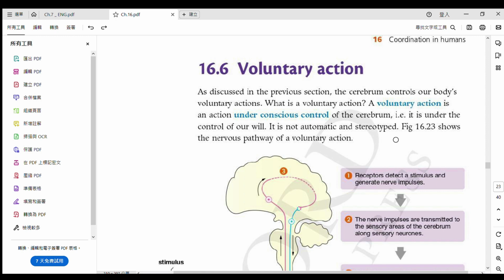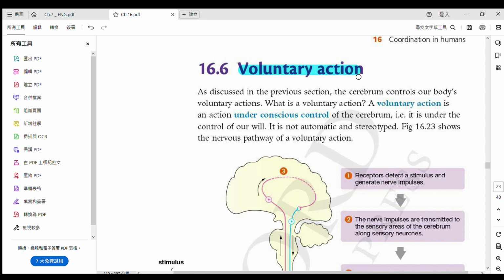So in the previous section, we have talked about the reflex action, for example the withdrawal reflex and the knee-jerk reflex. And we're going to learn about them again in this section, alright? But mainly, we're going to focus on what is voluntary action.